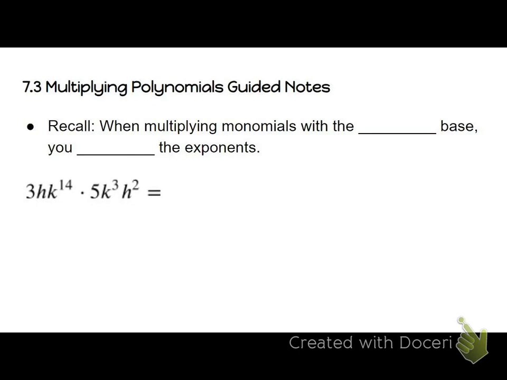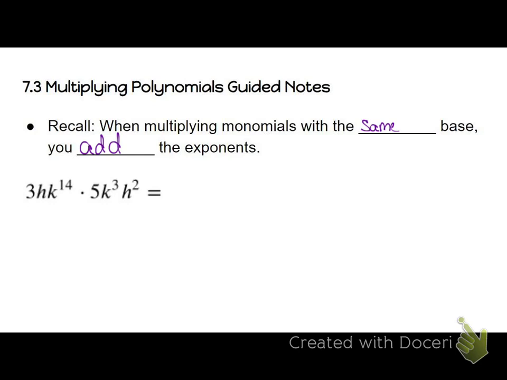Okay, here we go. Last lesson of this unit. You're going to have a quiz over it on Wednesday, then the whole unit test on Friday. Multiplying polynomials guided notes. The first section is just a refresher. You already know how to do this. It says, recall, when multiplying monomials with the blank base, you actually blank the exponents. What do you think goes in those blanks? We're going to add the exponents when they have the same base.